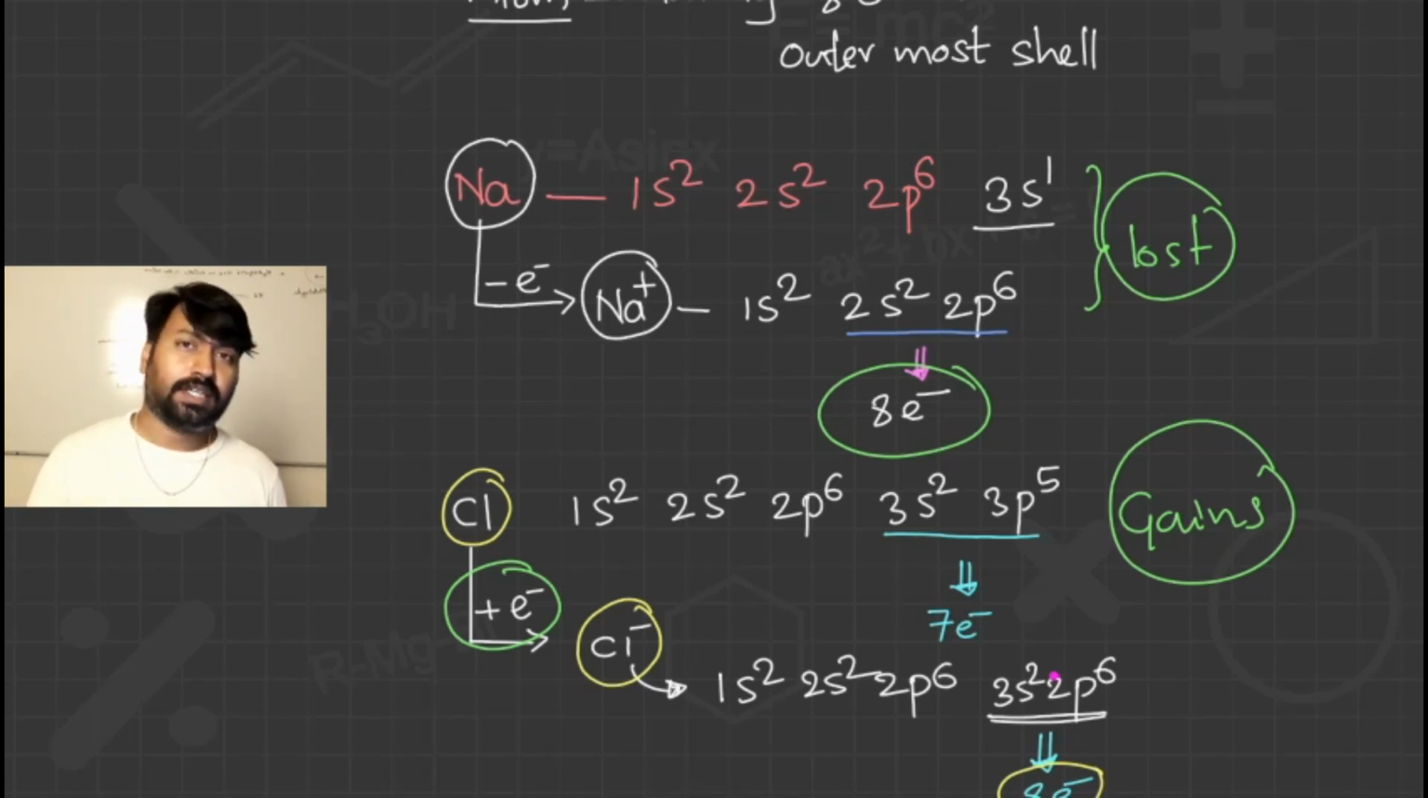Hope you understood this. In the next class, or in the next video, I'm going to explain why the octet rule is not applicable for all the atoms. It is restricted only up to calcium or the elements which are near to calcium.